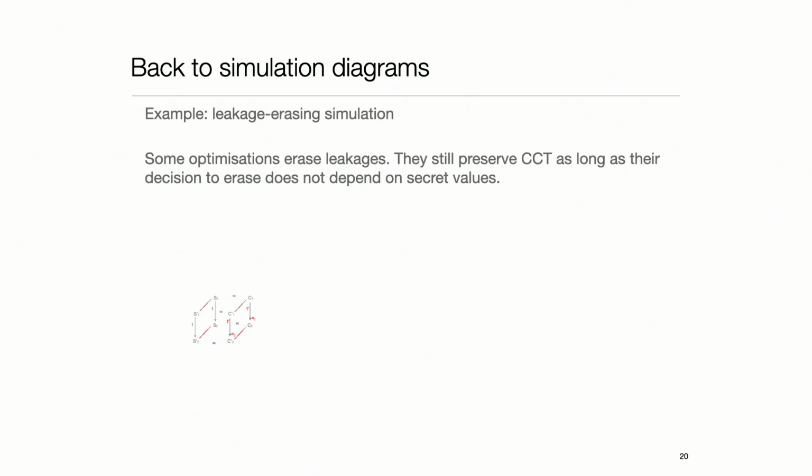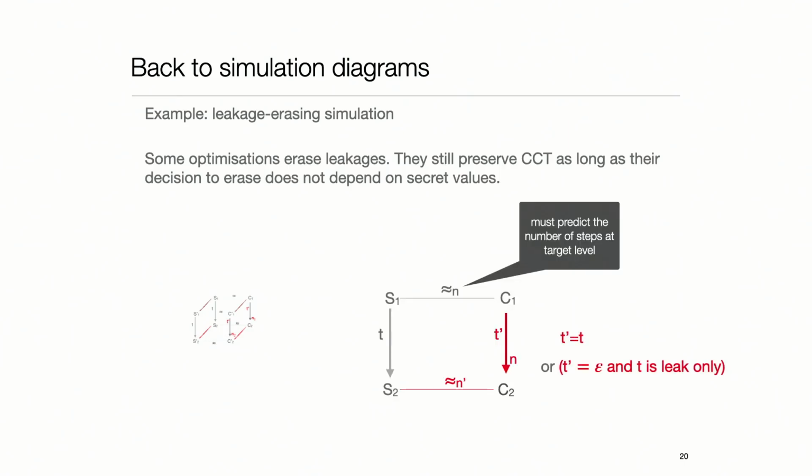Indeed, our semantics observe leakages, and some compiler optimizations may erase leakages. For instance, a leakage may be a condition, so an optimization may get rid of a condition. So we define what we call the leakage-erasing simulations. An optimization that erases leakages still preserves cryptographic constant time as long as its decision to erase does not depend on secret values. And so we were able to modify the simulation diagram a little bit in order to reflect this.